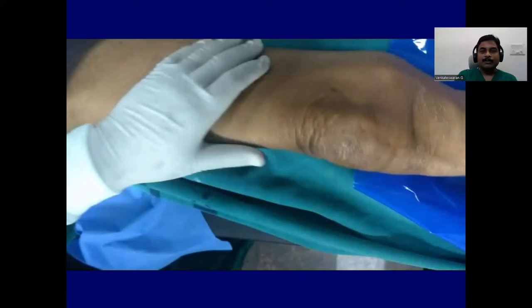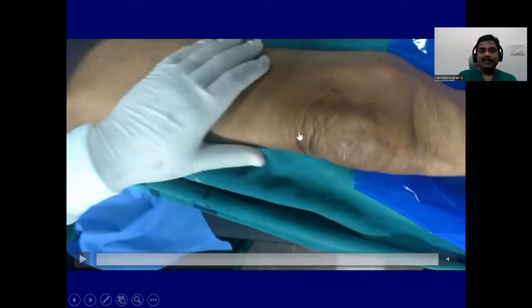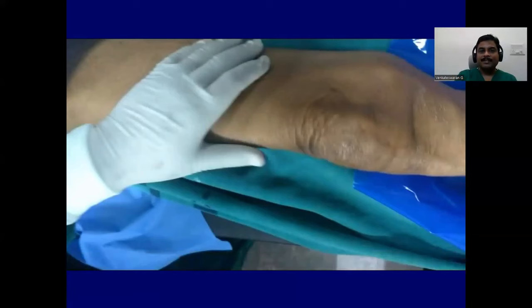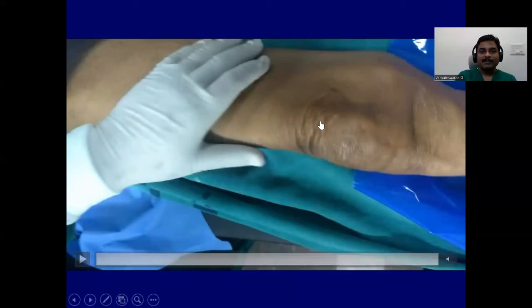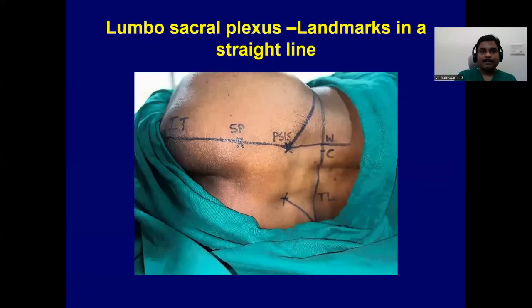Suppose he is not able to lift the opposite leg, then we can think the drug has gone into the epidural space also. If he is able to lift the opposite leg, then it means a good lumbosacral plexus block. If he is not able to lift the opposite leg, and you see some hypotension, then you can imagine the drug has gone to the epidural space. So that's how we have to detect the movement of the drug.